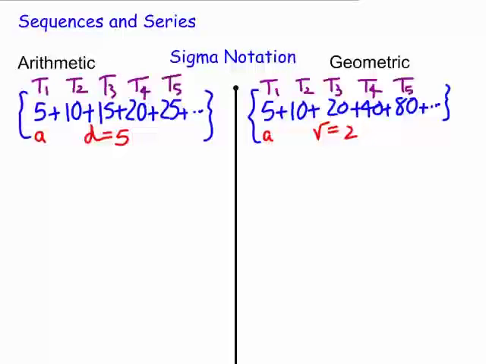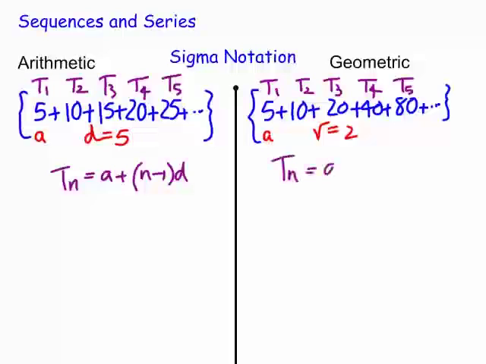So Tn, as you know, is A plus n minus 1 lots of d here, and here Tn is equal to AR to the n minus 1. We know A is 5, so it's going to be 5 plus n minus 1 lots of 5. You can see here it's just 5 plus 5n minus 5, so it's just 5n. So we can rewrite the general term as 5n.